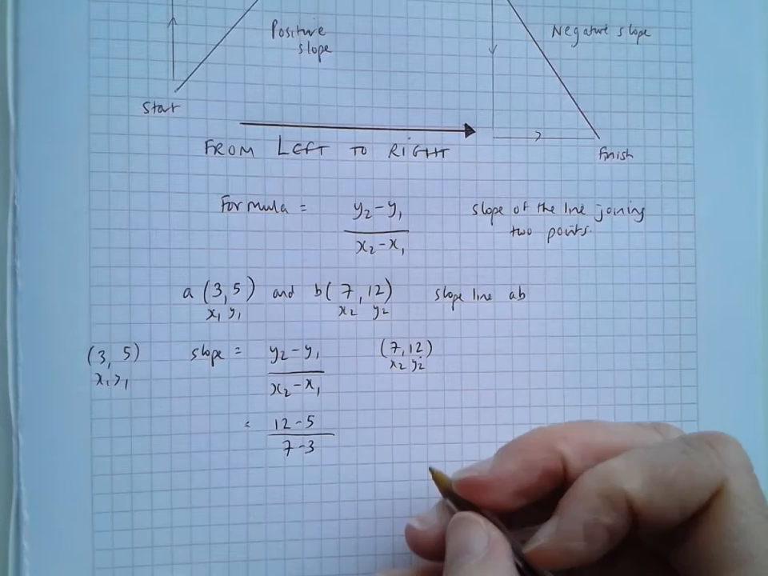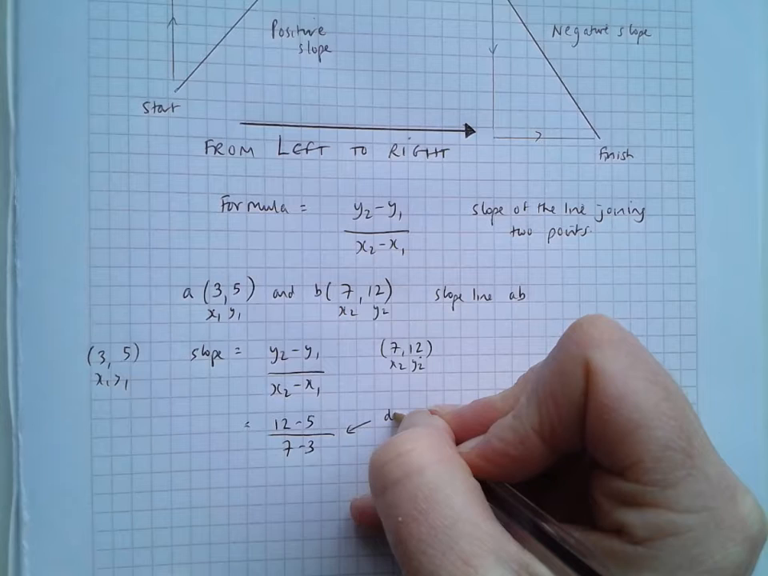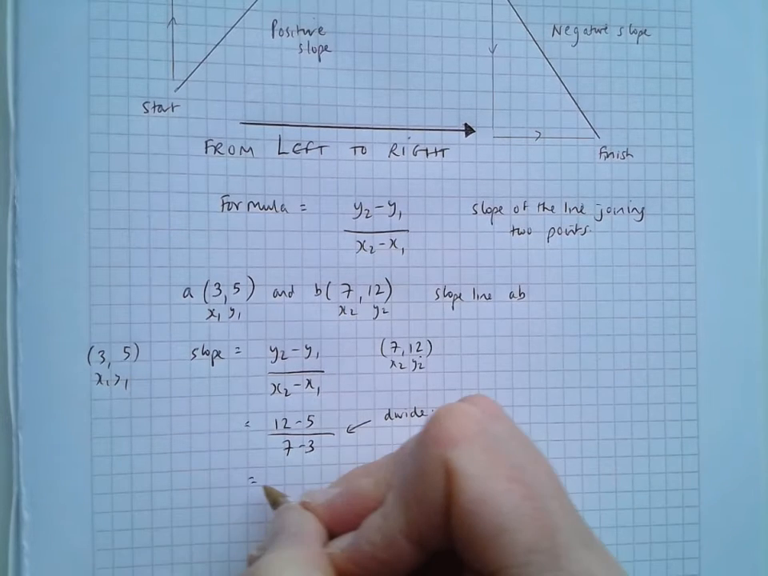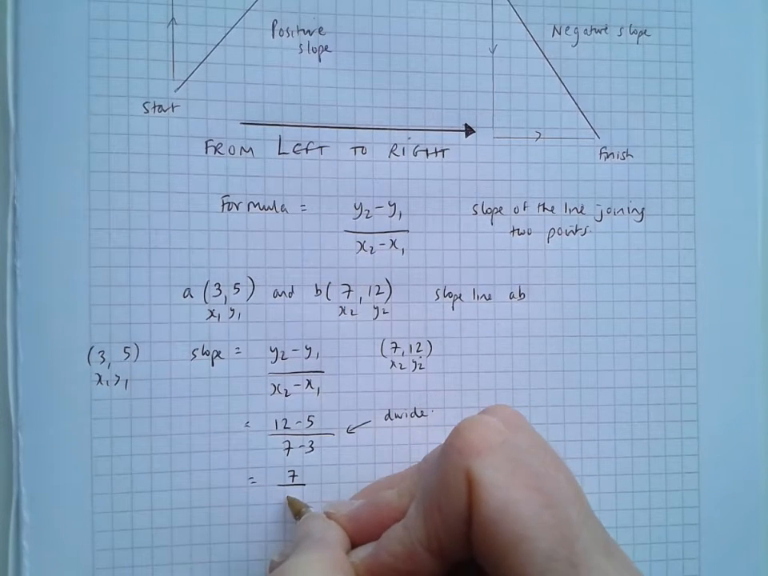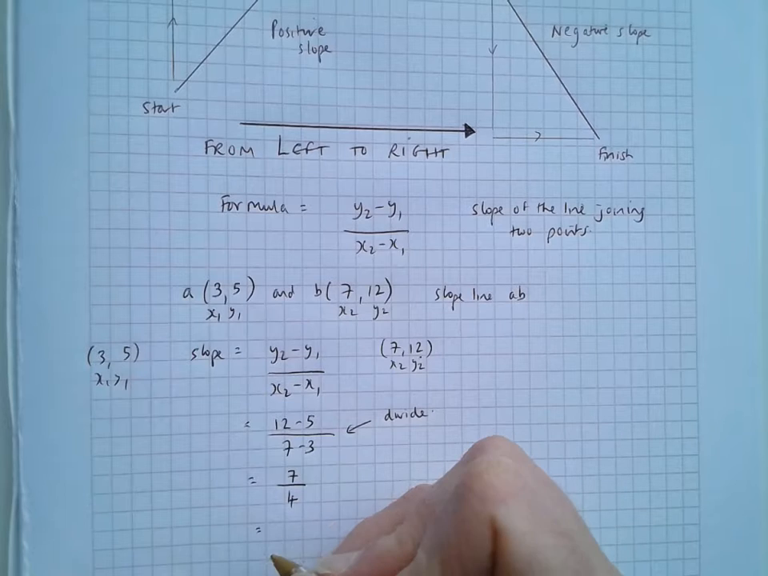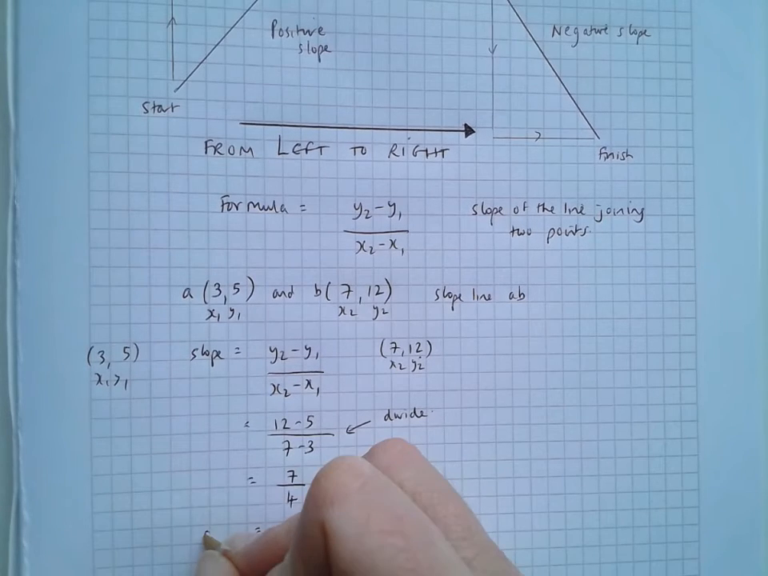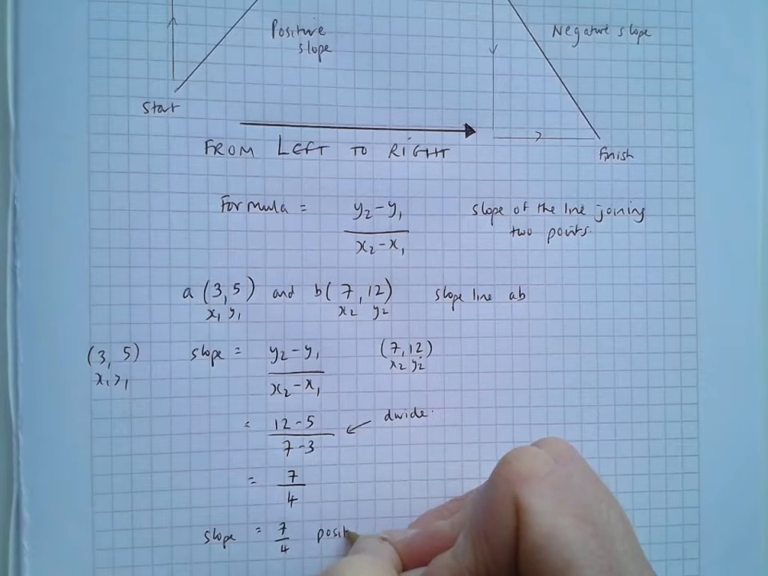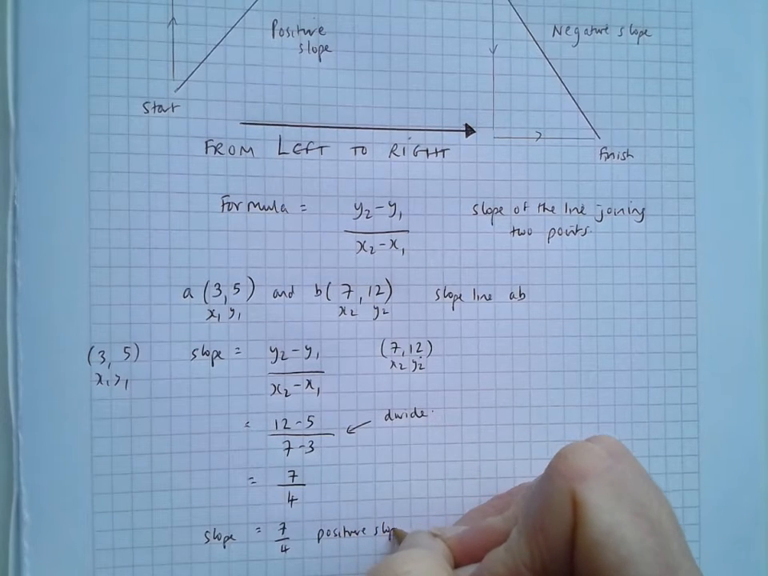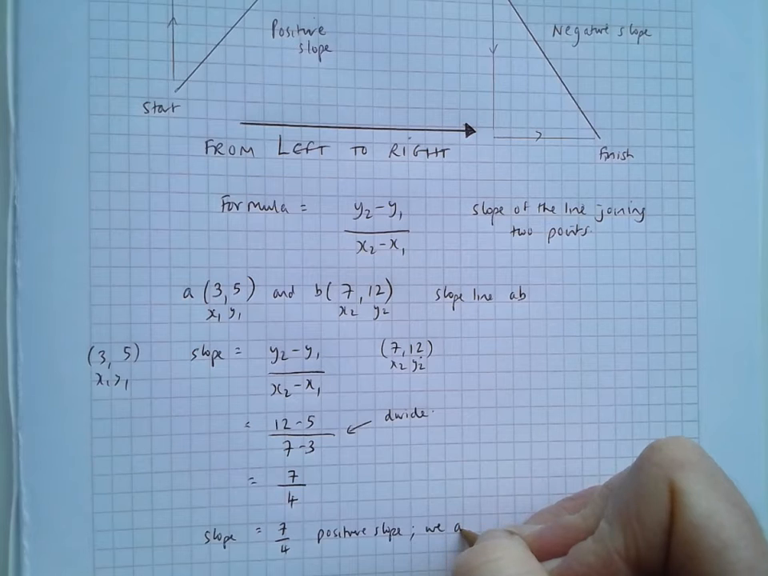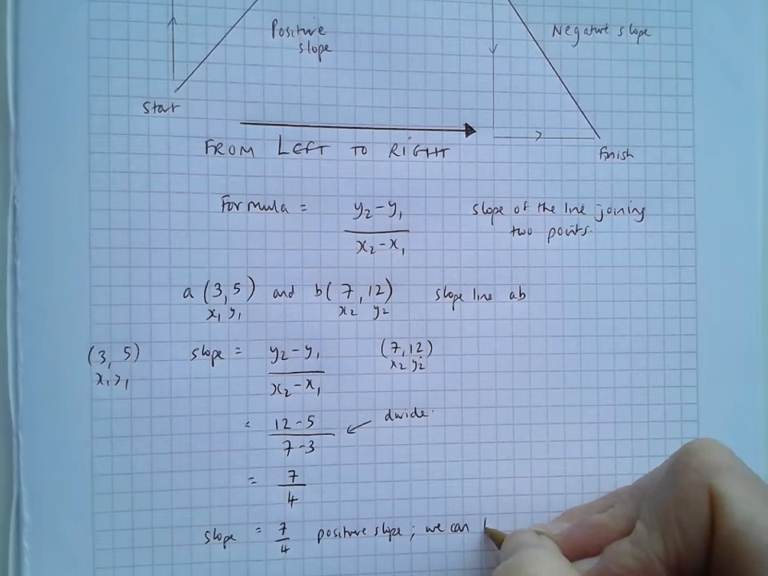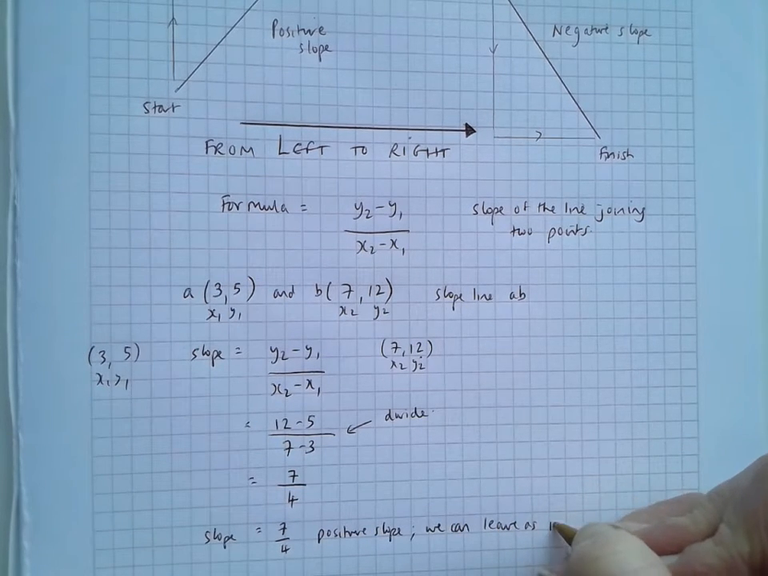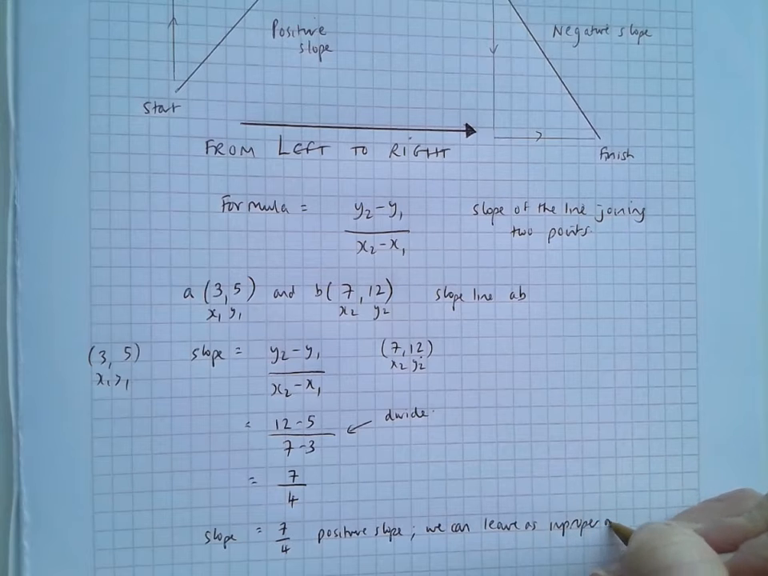And remember, this line here means divide. So we have 12 minus 5 is 7, 7 minus 3 is 4. So the slope of this line is 7 over 4. So we notice it's a positive slope. We can leave it in this form. We don't have to make it into a mixed fraction. So we can leave it as an improper or top-heavy fraction.